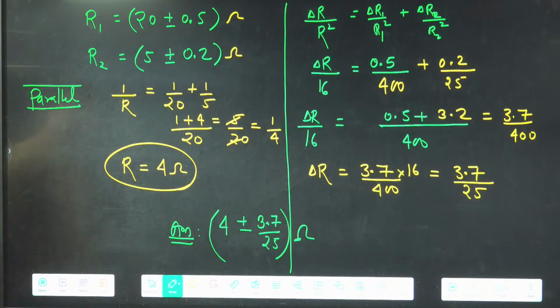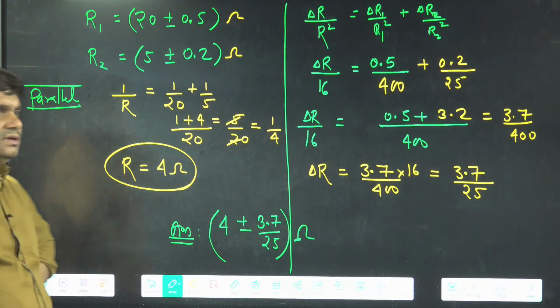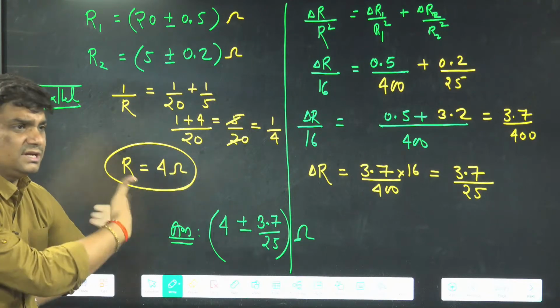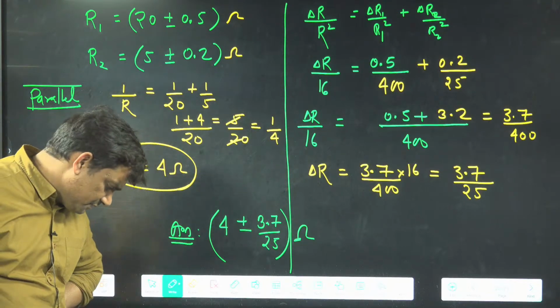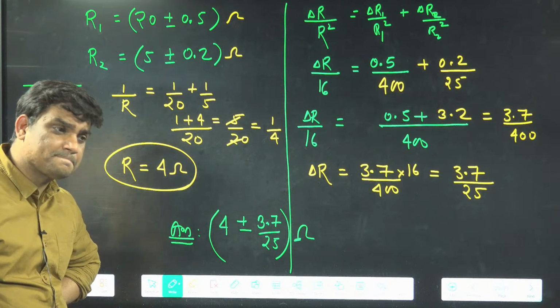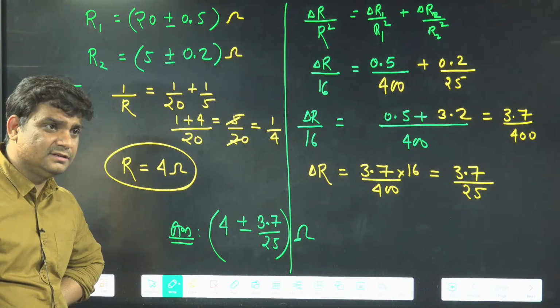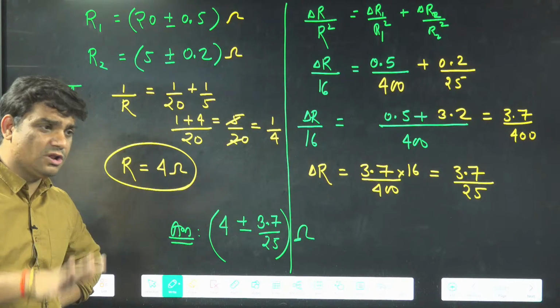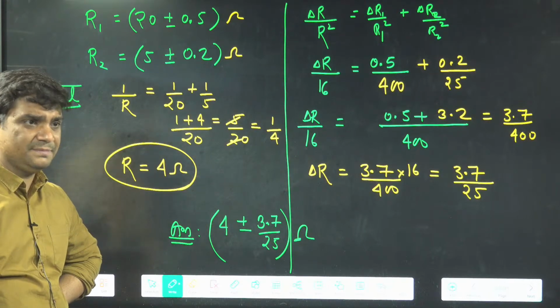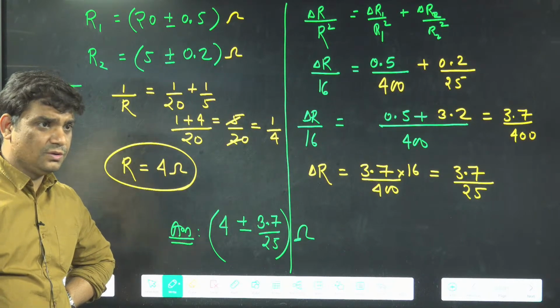If there is any problem anywhere, you can ask. Whatever comes, around 0.14, you can calculate with that. Finished? Over? Okay. So now you will be able to do all the questions of your error. I hope you can do.